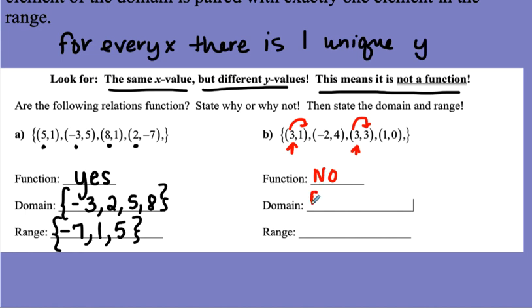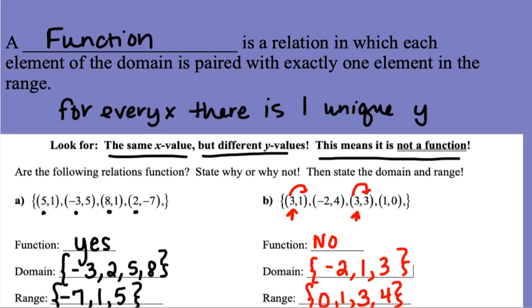All right, so my domain, again, is my X coordinates. So what do we have in order? I'd have -2, 1, and 3. And my range would be 0, 1, 3, and 4. Again, look for repeated X's. If they have different Y's, then it would not be a function. All right, so let's move on a little bit.